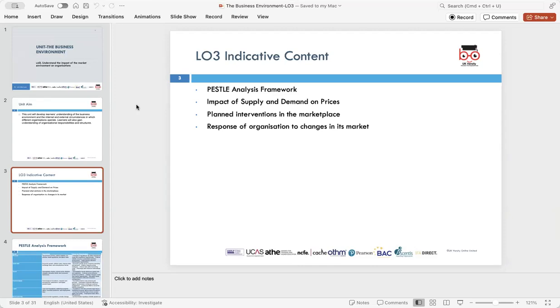Finally, we will talk about the response of organizations to change in the market. Case studies of specific organizations will be used to demonstrate how businesses adapt to changes in the market environment. These examples will provide practical insights into strategic responses to market opportunities and threats.